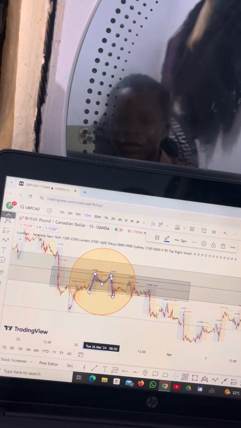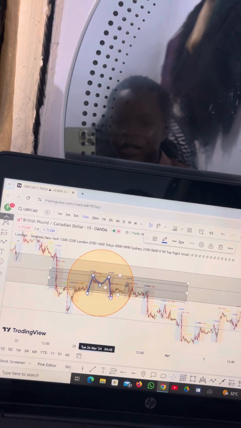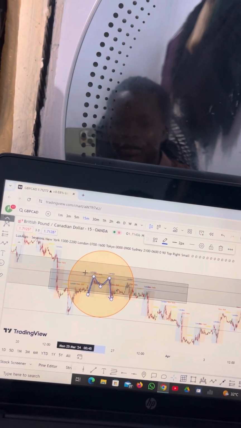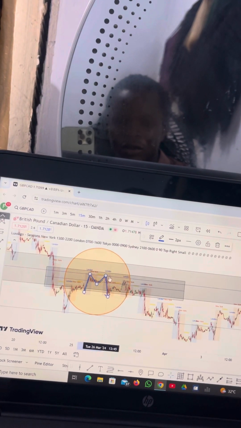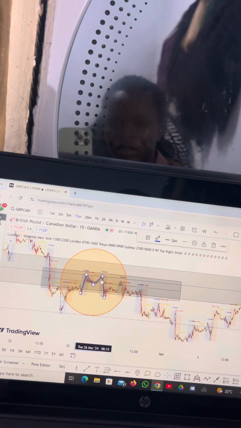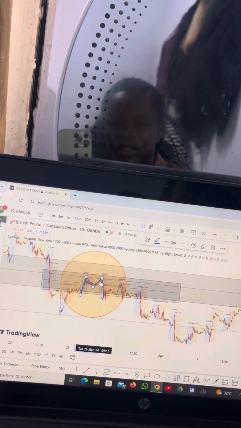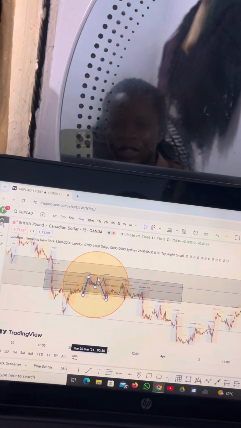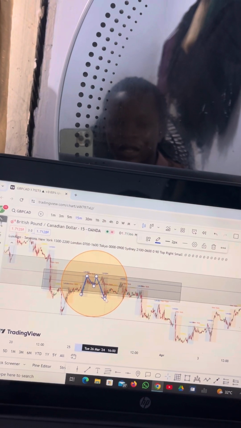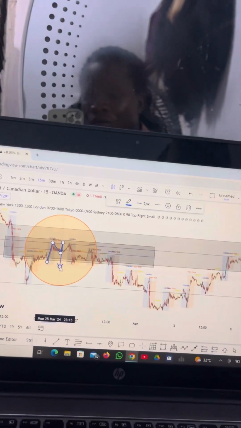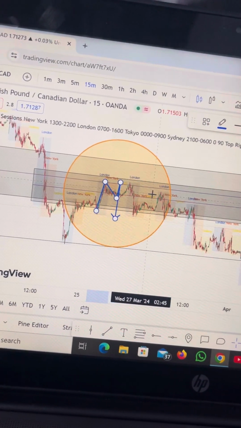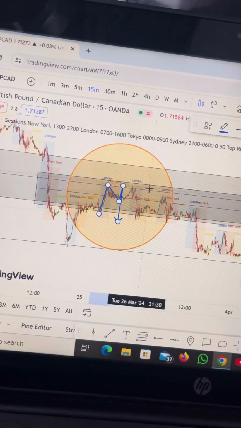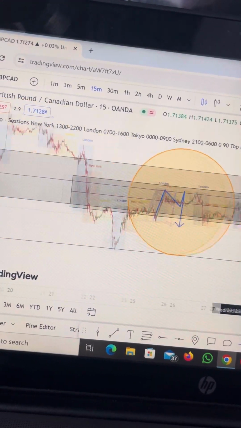That was what I was looking for to enter the market, because I already had my 50% discount on the fair value gap. So I was looking for that chart pattern to enter the market. I told you I only trade chart patterns in the market. If you don't see a chart pattern, you don't see any reason to enter, you don't enter the market. I hope you are following. So this was the chart pattern.